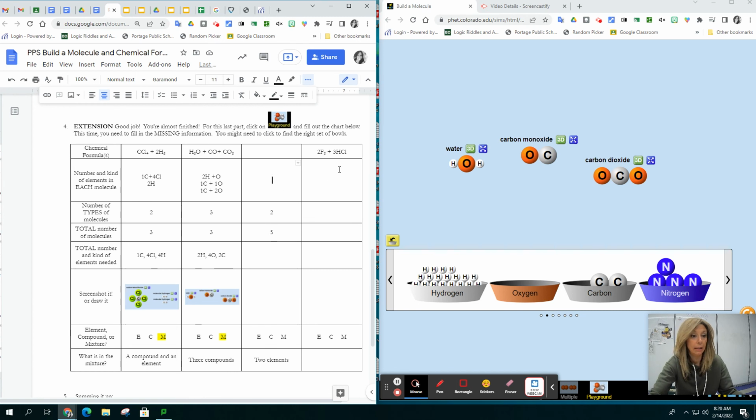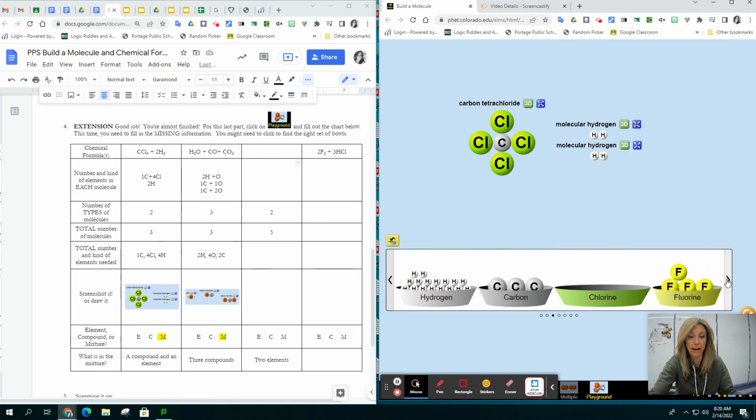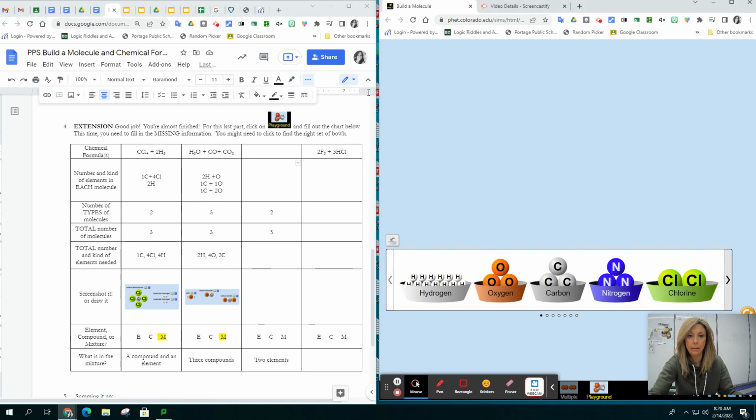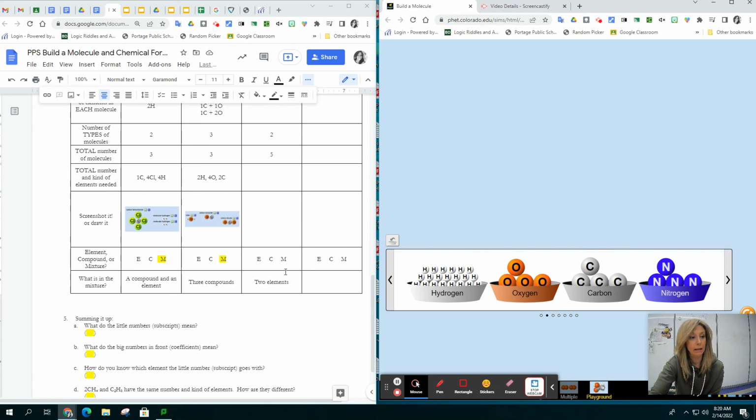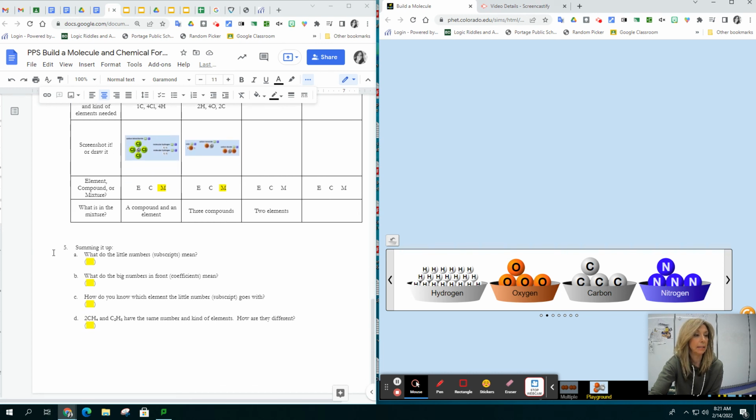And then finally, the last column is going to be much like what you did in the first column. You're going to scroll through and you can find your fluorines and your hydrogen and your chlorines to use for the last one. Make sure you highlight if it's an element, compound, or mixture, and then summing it up.